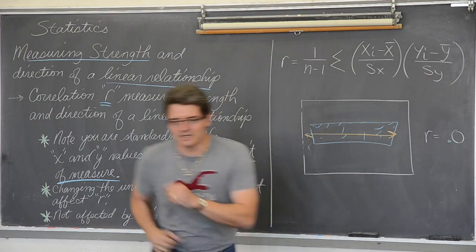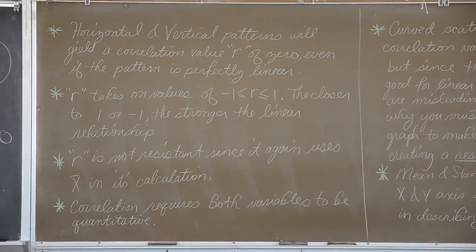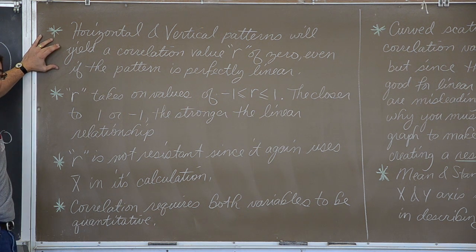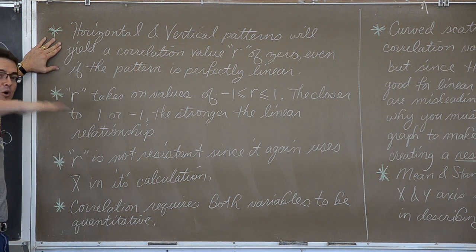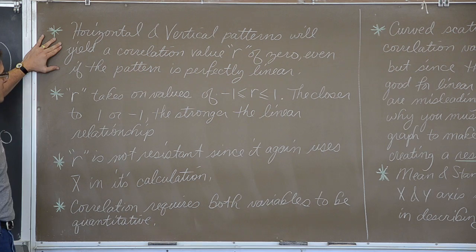Moving on. Got a lot to talk about. Here are some other properties of correlation. What I just said: horizontal and vertical patterns will yield a correlation value of 0, even if that pattern is perfectly linear. Now I'm talking perfectly horizontal or perfectly vertical. One variable is changing and the other is not.